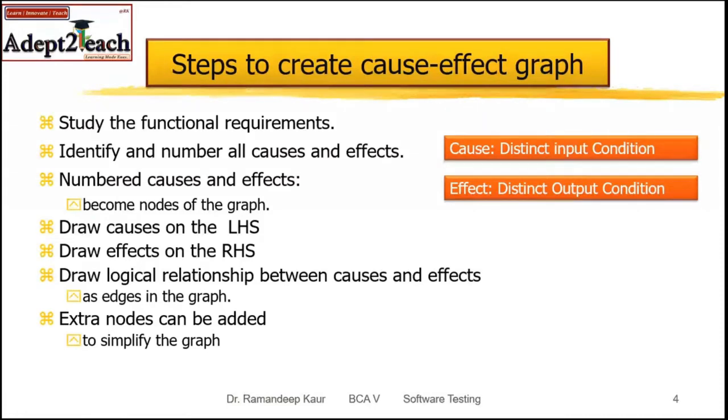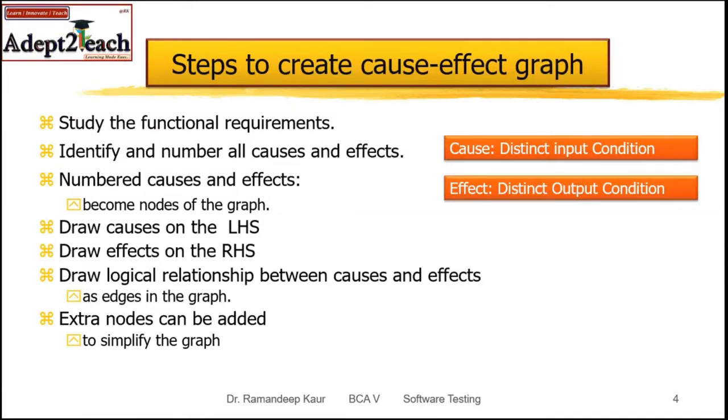Then number all the causes and effects. That means if there are 4 causes, number them C1, C2, C3, C4. If there are, let's say, 7 effects or outputs, number them E1 to E7. Then it's a better practice to draw all the causes on the left hand side and all the effects on the right hand side. Now, what is the cause?